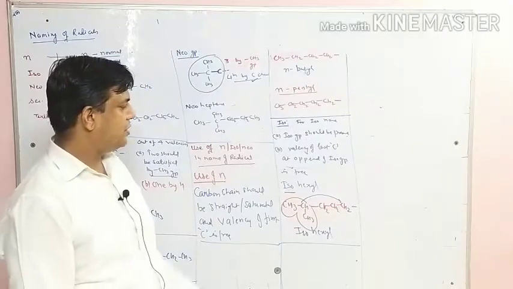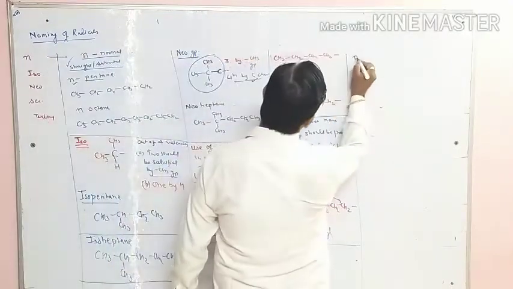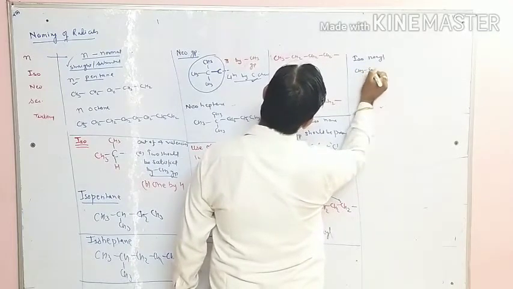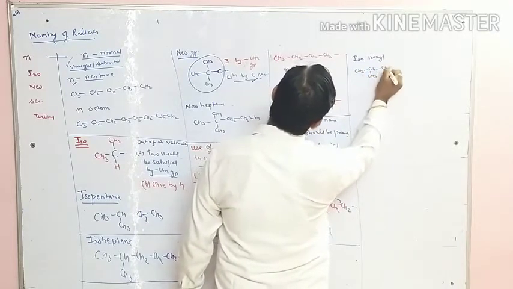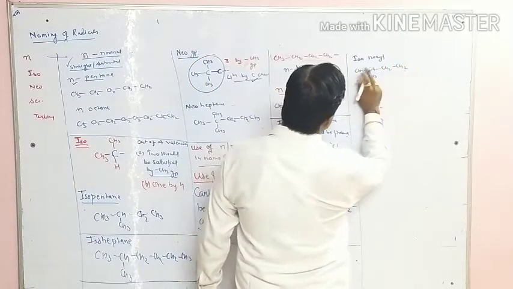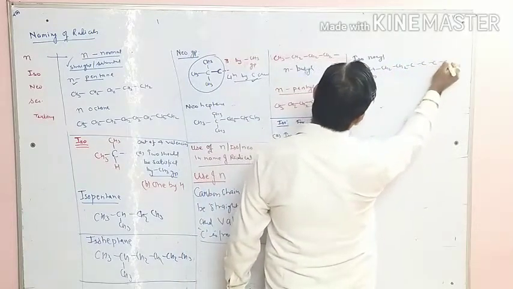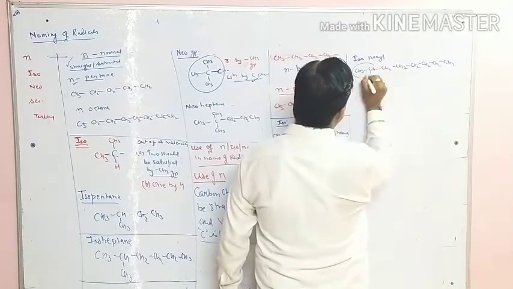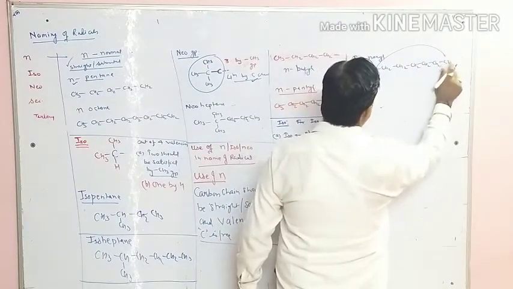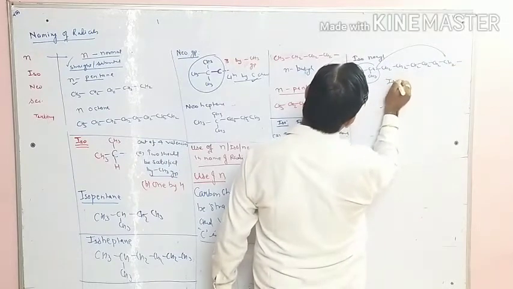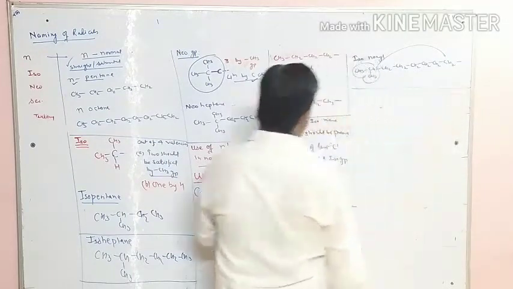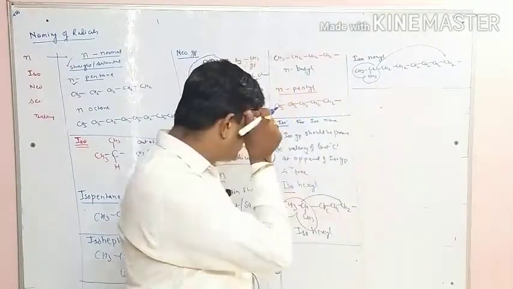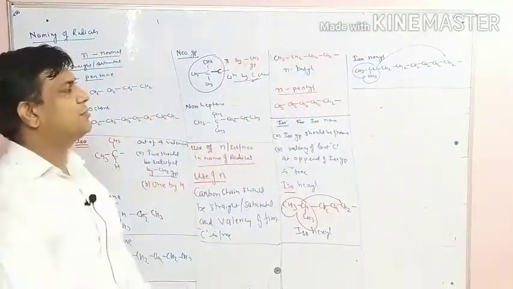Okay. Now see, if somebody asks for isononyl, how would I draw? See, the iso group is there, CH3, CH3, CH2, CH2, 1 2 3 4 5 6 7 8 9. Put the hydrogen. What is the condition? This is iso. The valency of the last carbon should be free. This is going to be called isononyl. Remember, if you are opening from any of these positions, then it is not iso. The rule is that the valency of the last carbon should be made free.